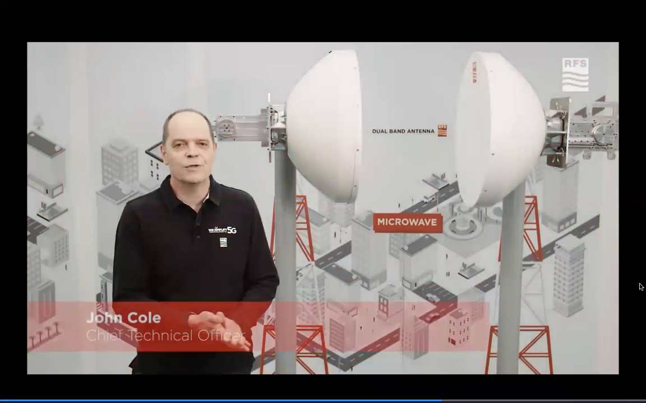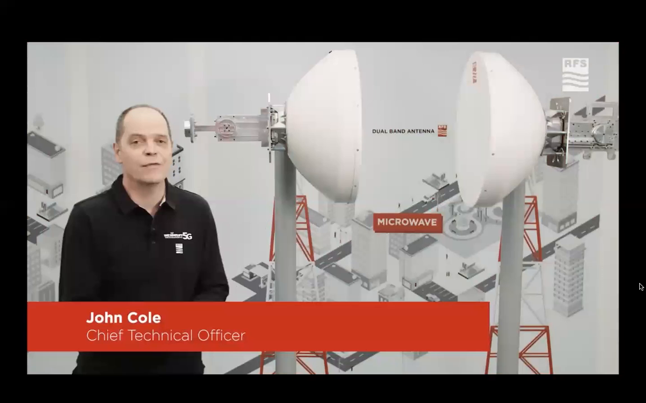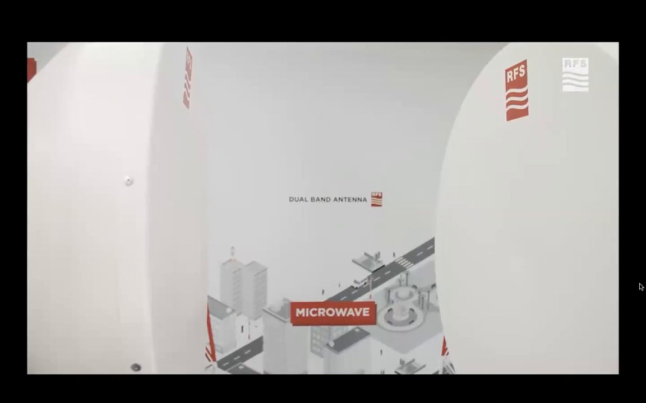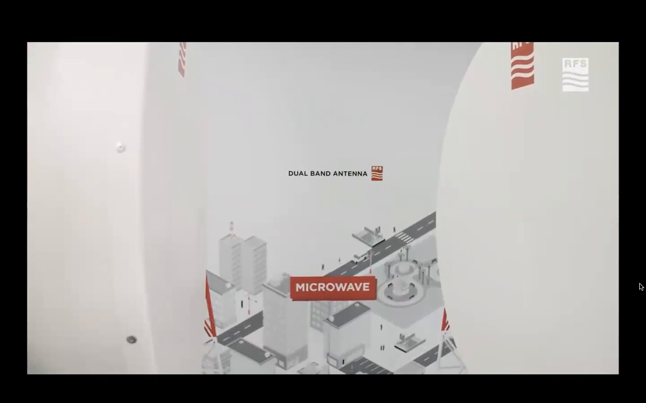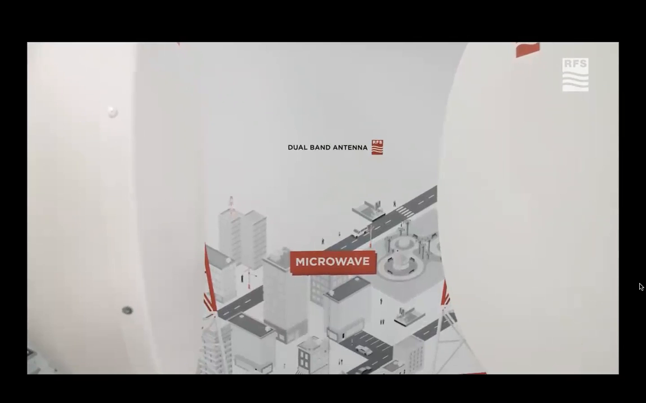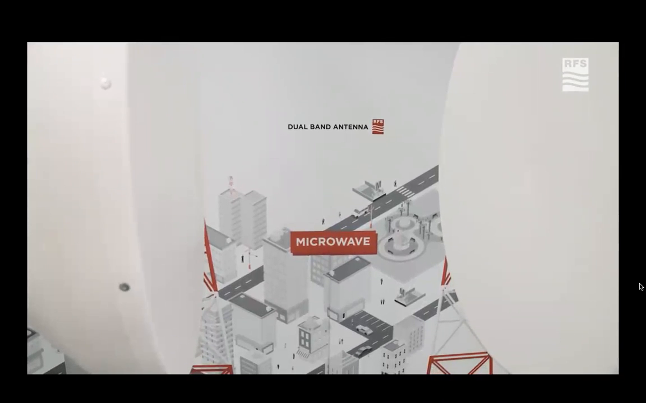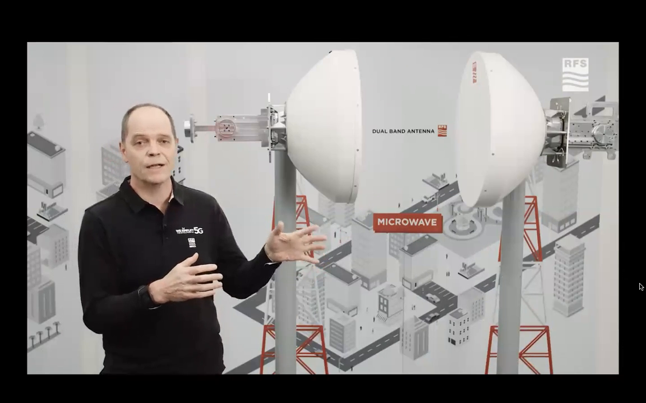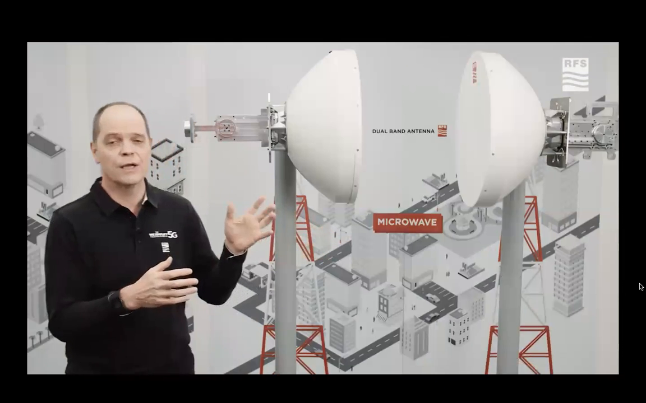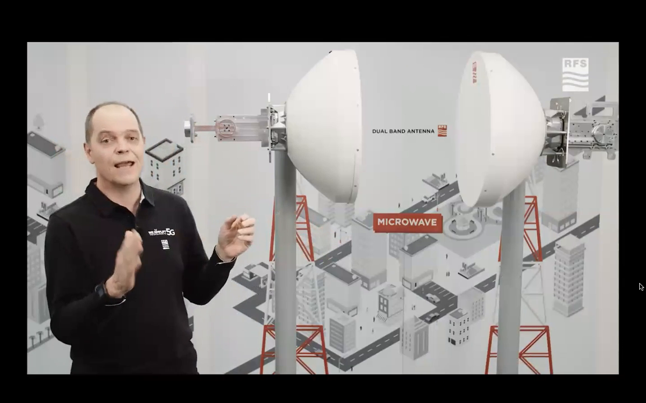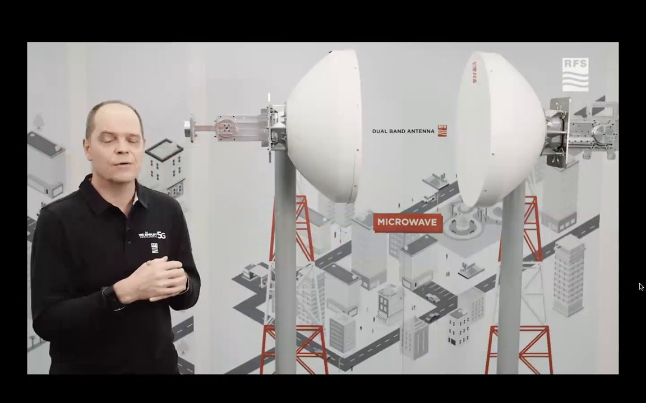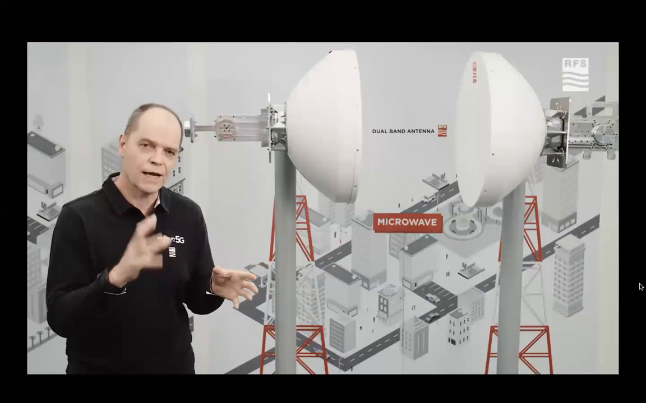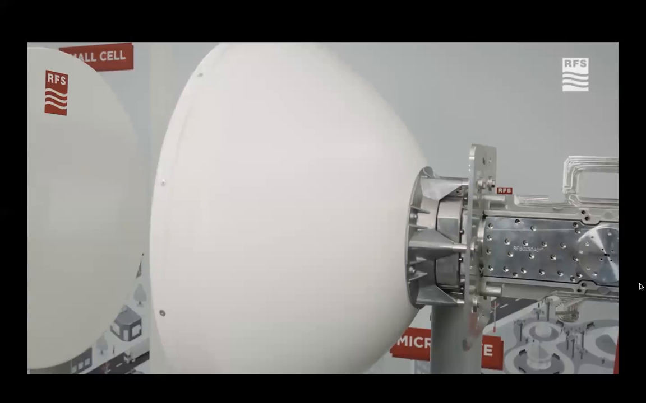So I'm pleased to introduce and talk about the RFS microwave antenna product line. The latest development for the industry, and I'm pleased to say that RFS are well ahead of the game, relate to so-called dual band antennas. So basically we take a low band antenna, let's say at 15 gigahertz, and we combine it with an 80 gigahertz antenna.